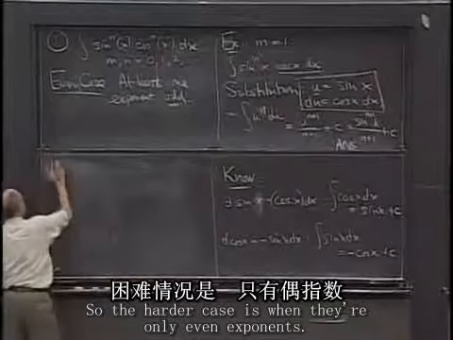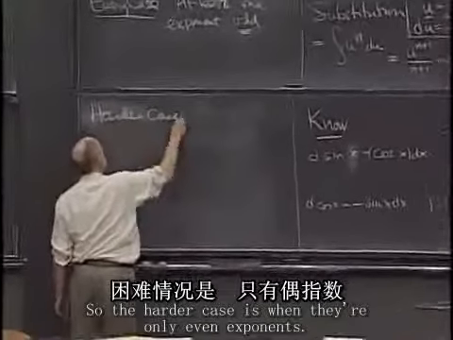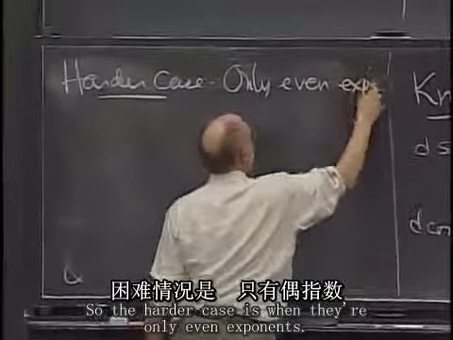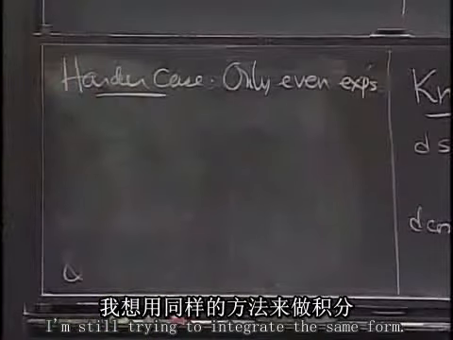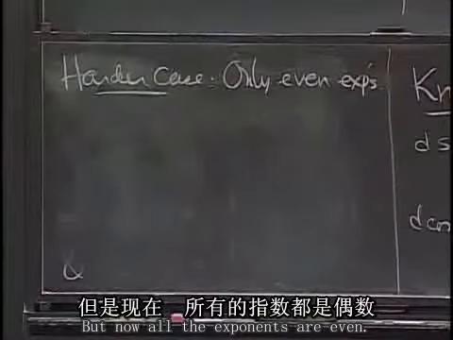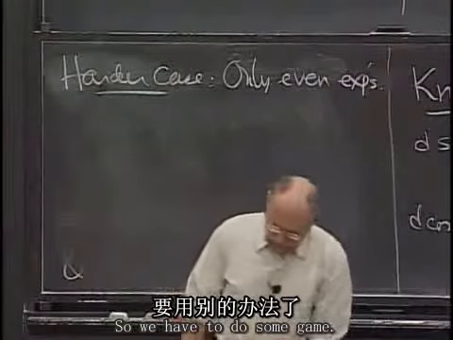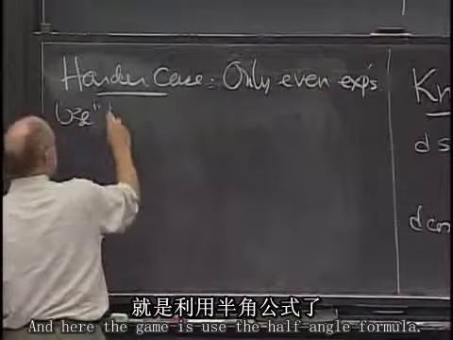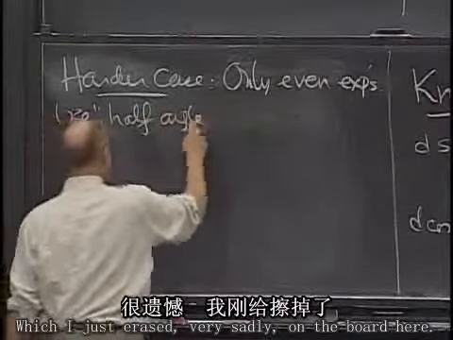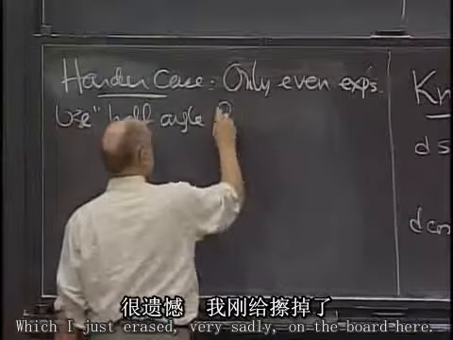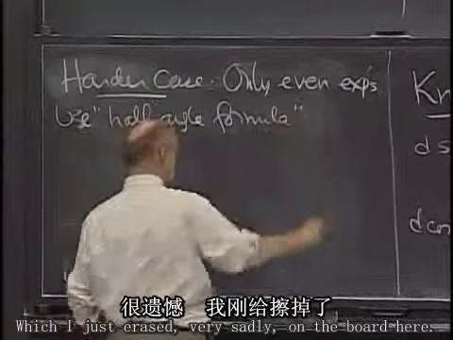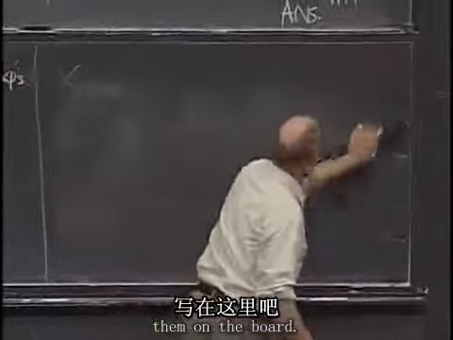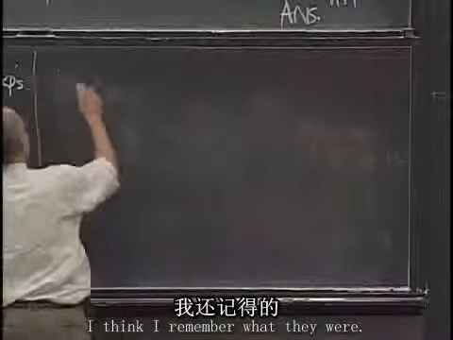So the harder case is when there are only even exponents. I'm still trying to integrate the same form, but now all the exponents are even. So we have to do some game. And here the game is use the half angle formula, which I've just erased very sadly on the board here. Maybe I'll rewrite them over here so we have them on the board. I think I remember what they were.